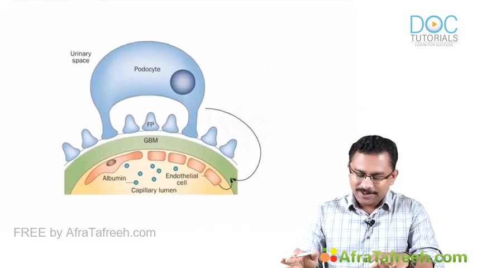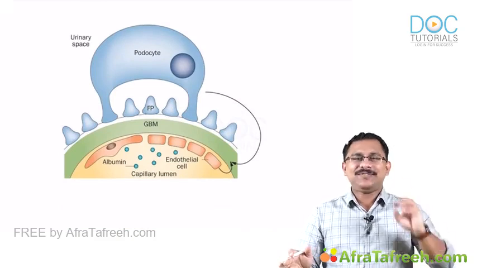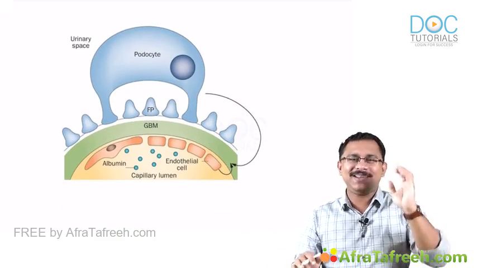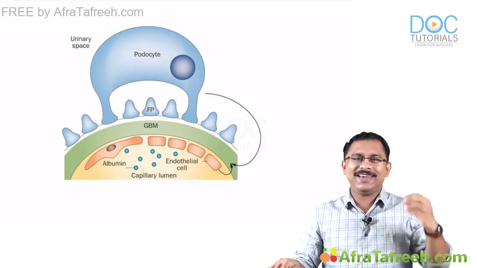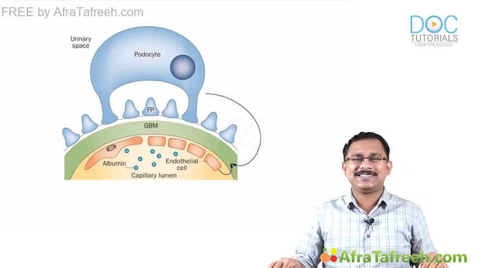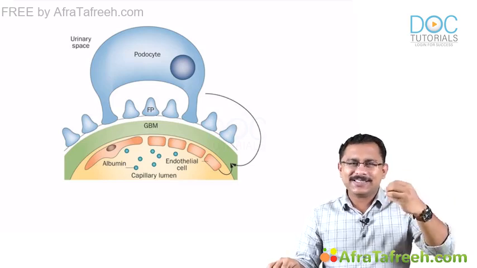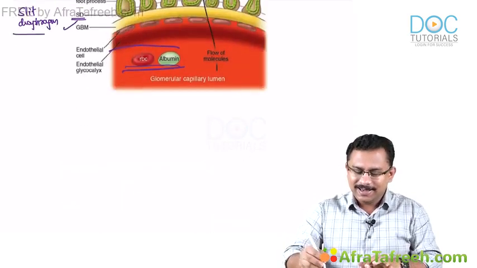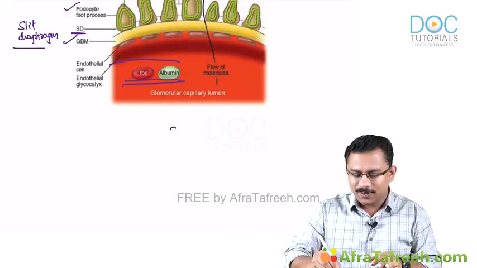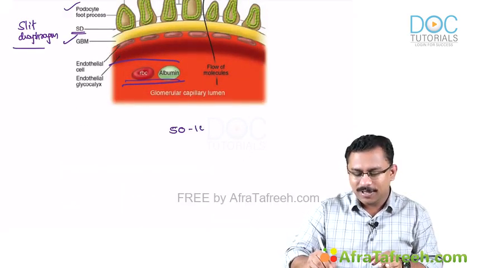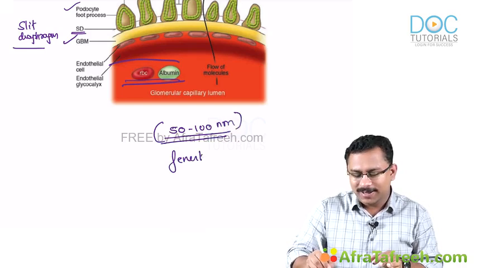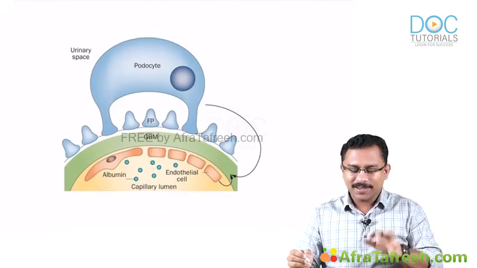After having understood the capillary endothelium and the fenestrations, just keep in mind that the fenestrations that you see here will have a gap of around 50 to 100 nanometer. That is the gap of the fenestrations in the glomerular capillary endothelium, 50 to 100 nanometer.